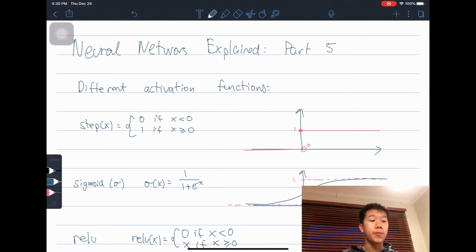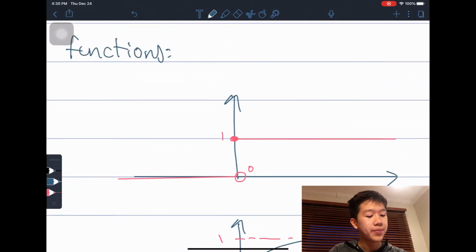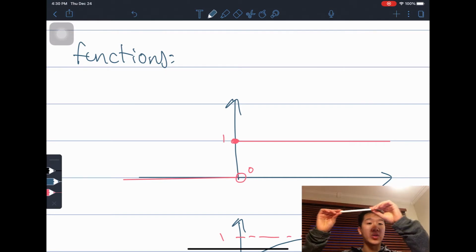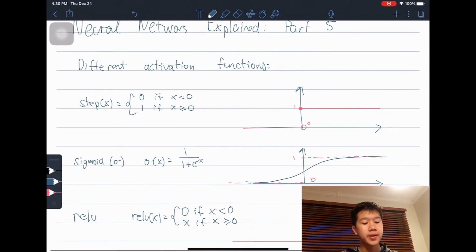Alright, so we remember that step of x is defined such that it is 0 if x is smaller than 0, and 1 if x is bigger than or equal to 0. And this gives us a function that looks like this. So a flat line at 0, and then when x becomes bigger than 0, it becomes a flat line at 1. And now I'm going to introduce you to Sigmoid.